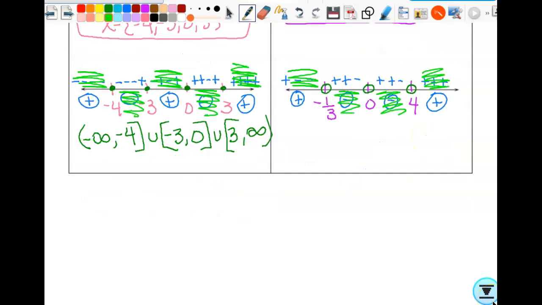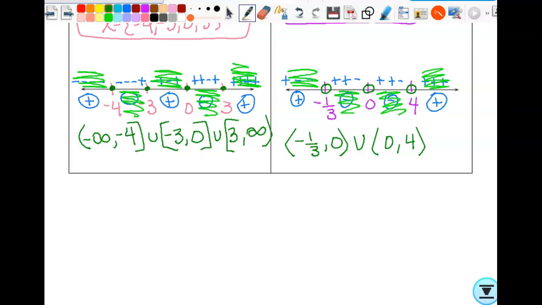Everybody with me? And remember, we wanted less than 0, so we want when it's negative. It starts being negative at negative 1/3, all the way to 0. We do not include either one of them because they are open circles, right? Then we start back over being negative at 0 to 4. Why don't we include 0? When x is 0, what's the y value? 0. And it has to be less than 0, right?